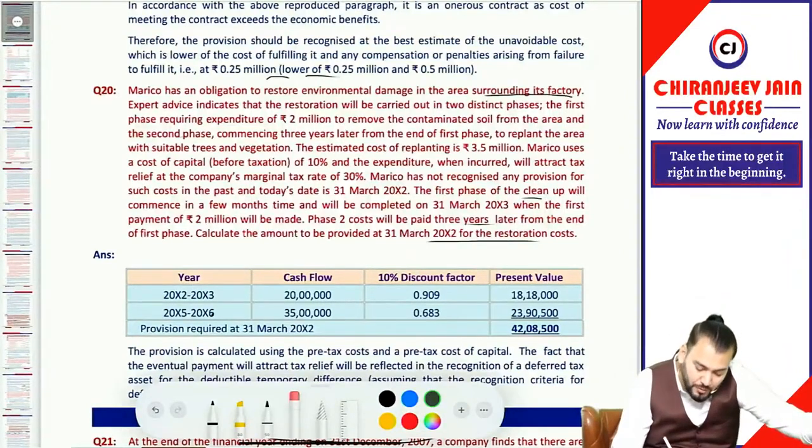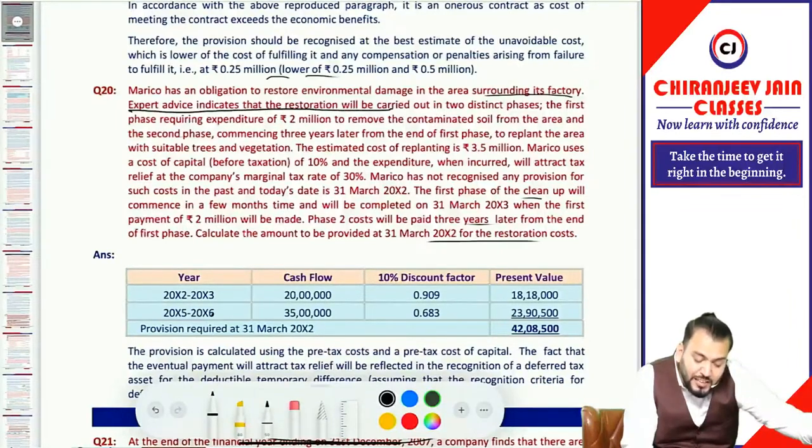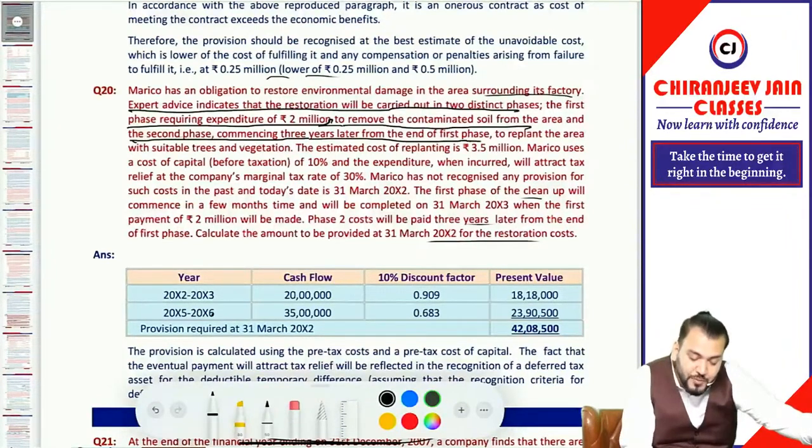Correct. Expert advice indicates that restoration is carried out in two distinct phases. The first phase requires expenditure of 2 million, that is 20 lakh, to remove the contaminated soil from the area, and the second phase commences 3 years after the end of the first phase to replant the area with suitable trees and vegetation. They need to do some plantation, etc.